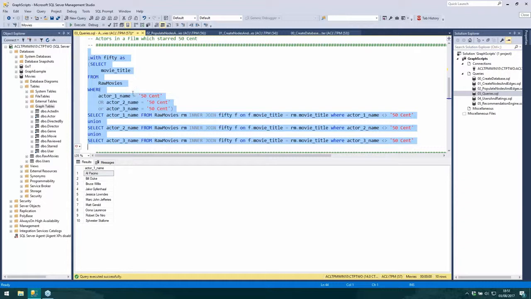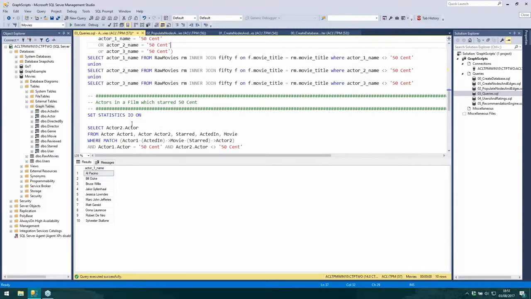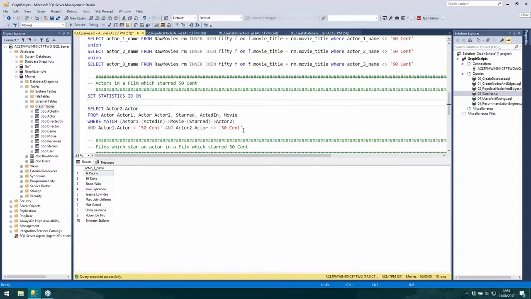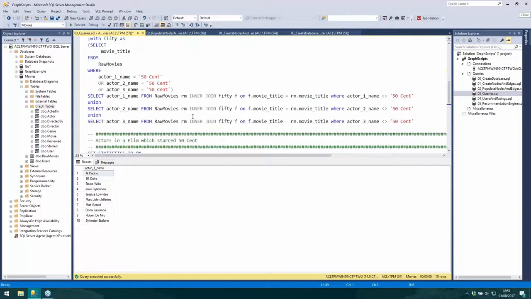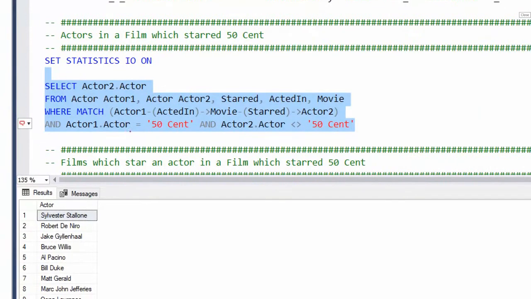And I've done that using a CTE, and then I've done that by using a couple of union statements. Again, you could do this better probably. We could do it in a different way. And that works. That gives me all those actors. Again, it's pretty quick. That returned pretty quickly. But I now go from this huge amount of syntax to this relatively small amount of syntax, and I get the exact same answer.